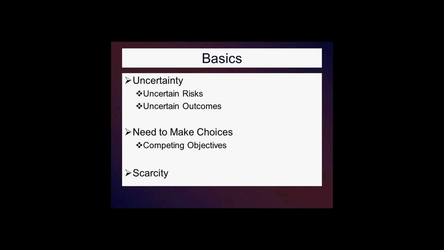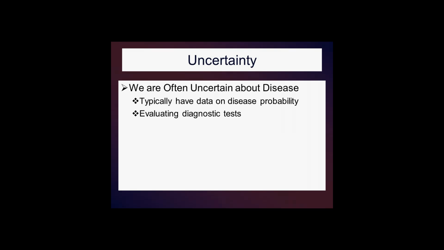is that we have to make choices, and we don't always know precisely what the outcomes of those choices are. And we also have to deal with competing objectives. So what decision analysis does is provide us a framework for looking at the sort of choices that we have to make. So uncertainty, we often have diagnostic uncertainty. We're not sure exactly what we're dealing with. When you're evaluating test results, tests often provide less than perfect information.